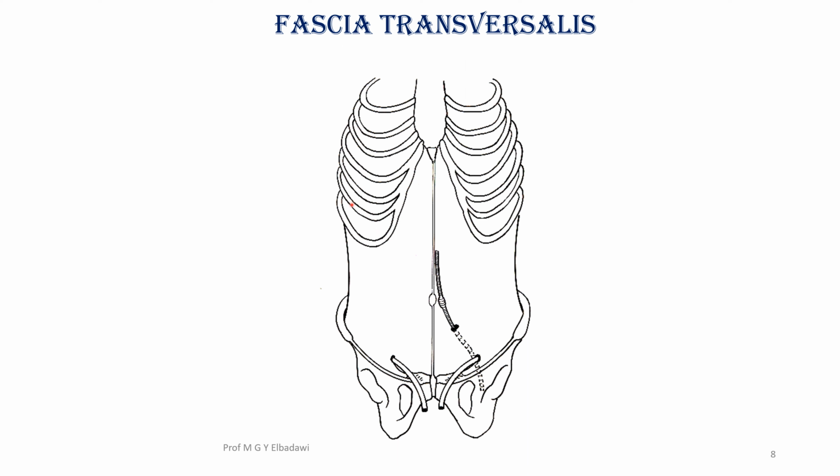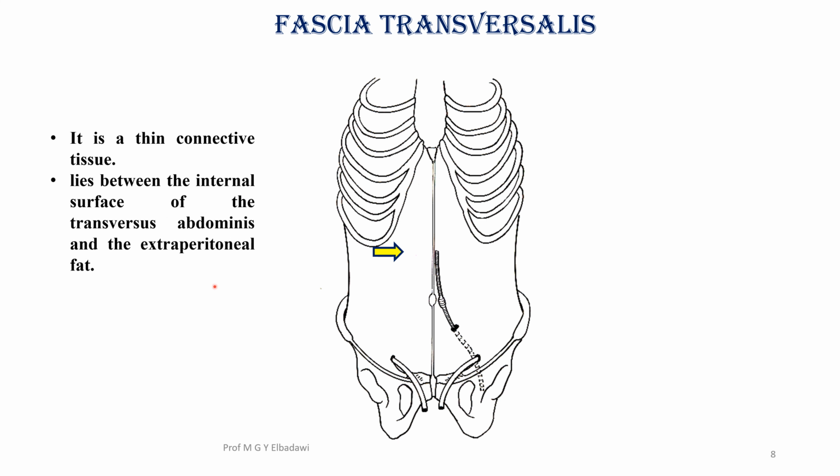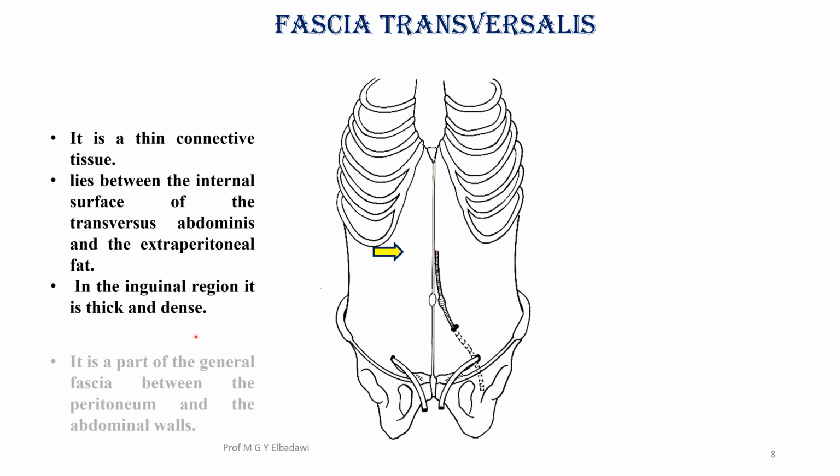Deep to the rectus sheath is the fascia transversalis, which is a layer investing the whole anterior abdominal wall deep to the muscles and superficial to the extraperitoneal fatty tissue. So it is the thin connective tissue that lies between the internal surface of the transverse abdominis and the extraperitoneal fat. In the inguinal region, to support that region and the inguinal canal, it is thick and dense.